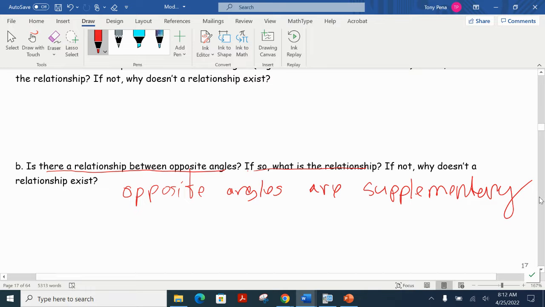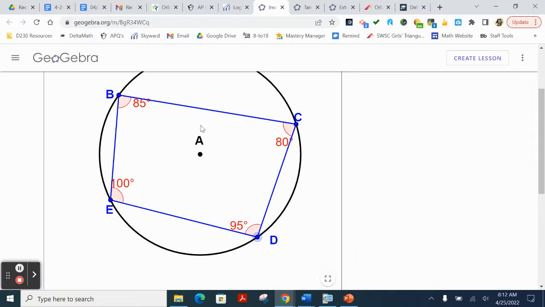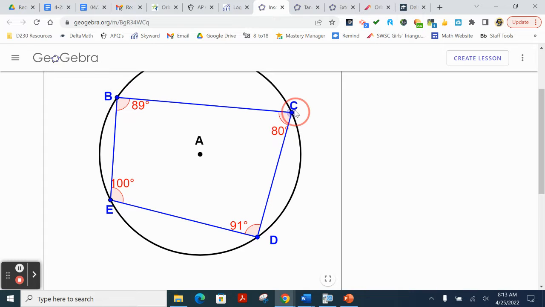So now, if that's the obvious one, let's go back to this other one and see if that's what happens with consecutive angles. Let me make these nicer numbers here. Make that 80. Okay, what about our consecutive angles? Do these add up to be 180? No. Do these consecutive angles add up to be 180? Let's add them up. 90 and 80, these guys add up to be 170.